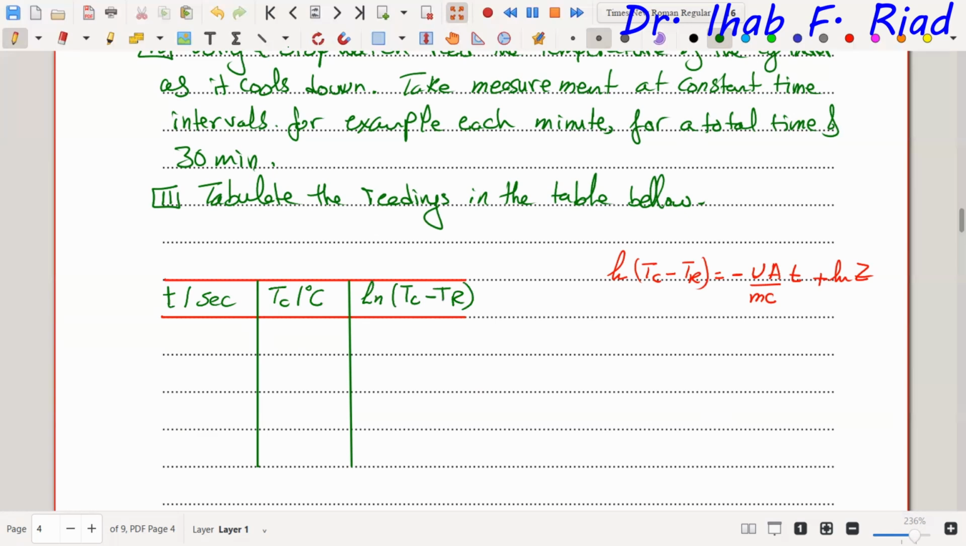Remember, what is TR? Room temperature. And we have measured it once. Okay, and it is fixed through the whole experiment, right? Right. So if the temperature here is 50 degrees and room temperature is 25, then it is going to be ln 50 minus 25, right? Right. Okay, good. Do we need to put the units over here? No, it doesn't have a unit.